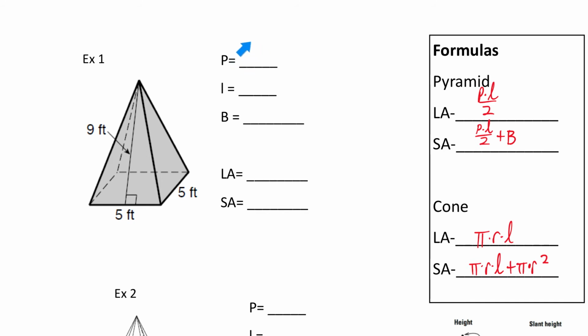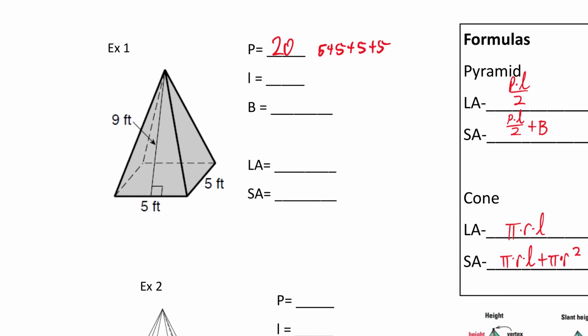All right. What's going to go right here? 20, because that's the perimeter of the base. Perimeter of the base will be 5 plus 5 plus 5 plus 5. What's the slant height? 9. Okay, it just gives us 9. What's the area of the base? 25. Square. Yep.